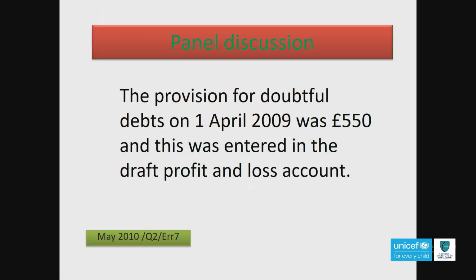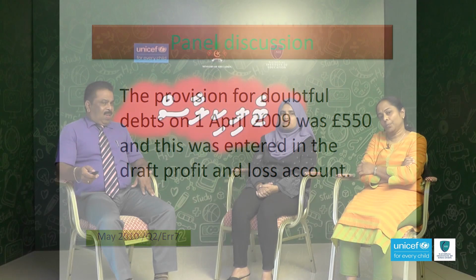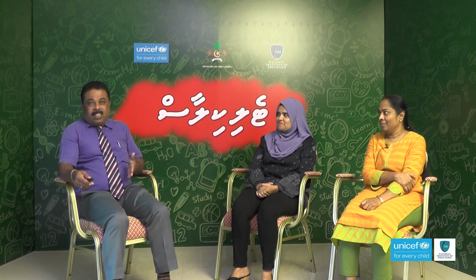So the next question we move to is related to provision for doubtful debts. This doubt very often comes from the students. If you notice, the provision for doubtful debts on 1st April 2009 was 550 pounds, and this was entered in the draft profit and loss account. Actually, it is a very reasonable question, I feel. Yes, correct.